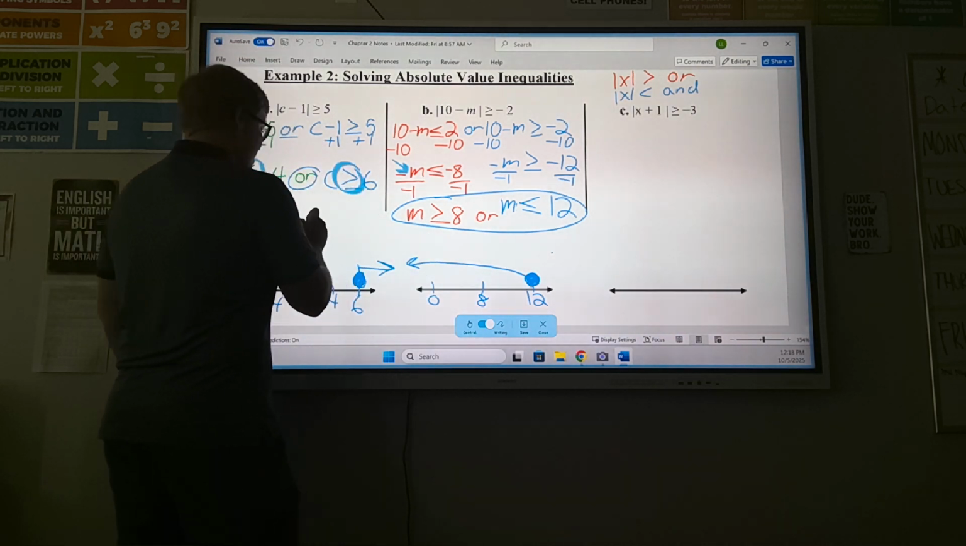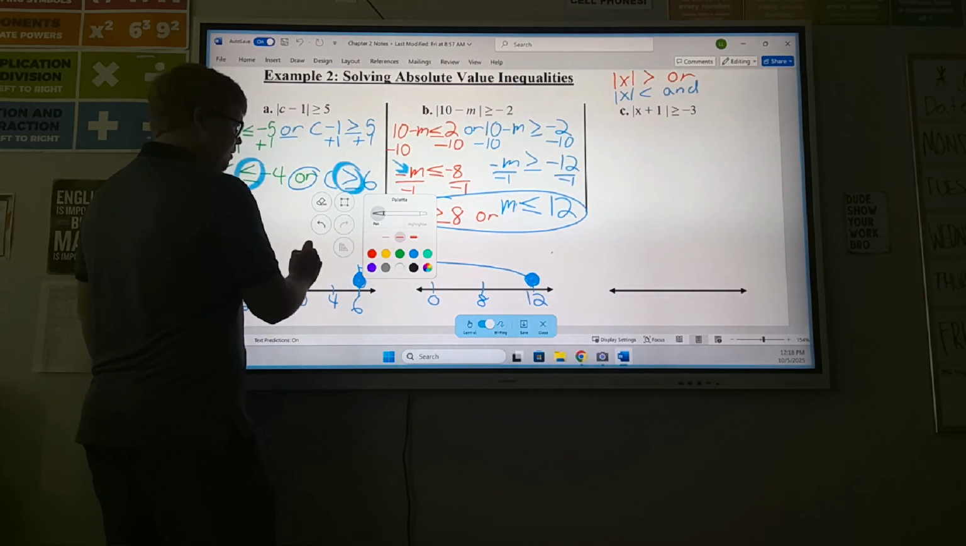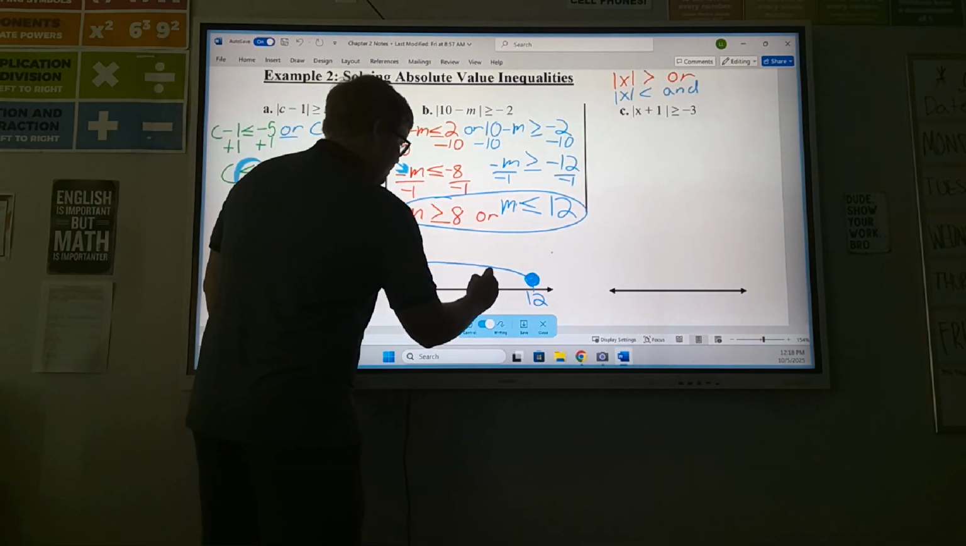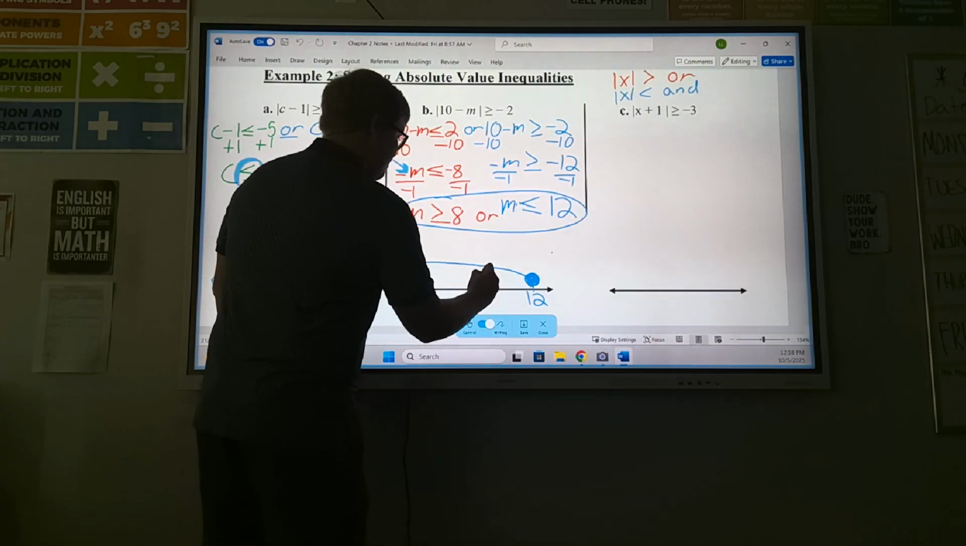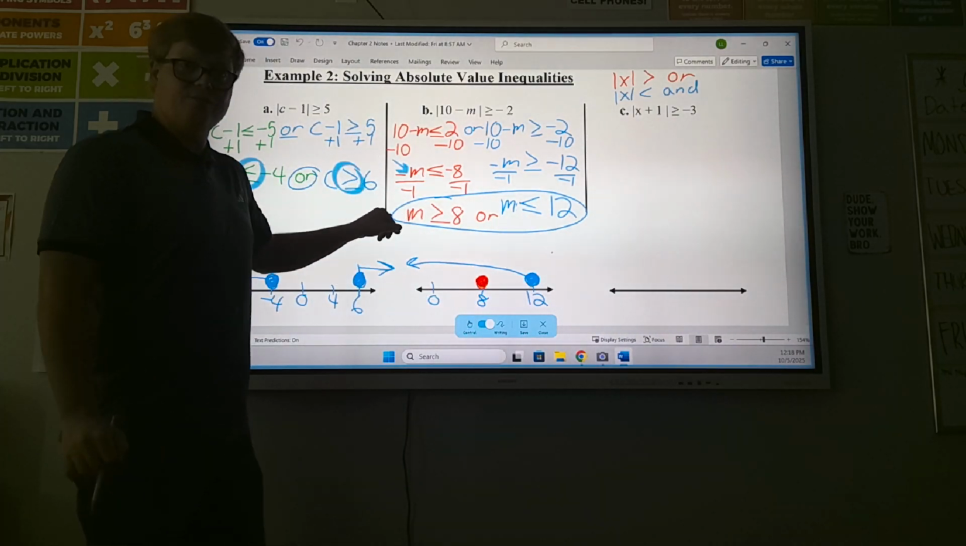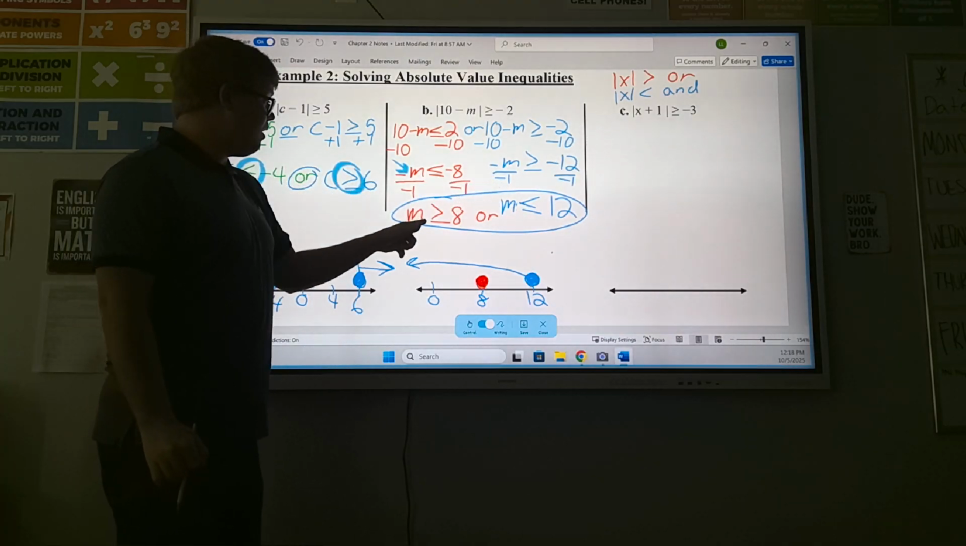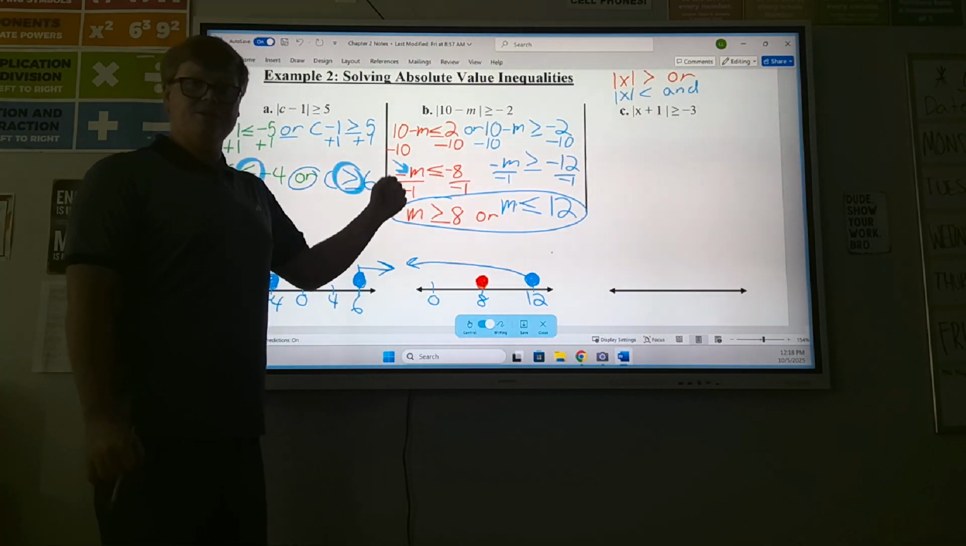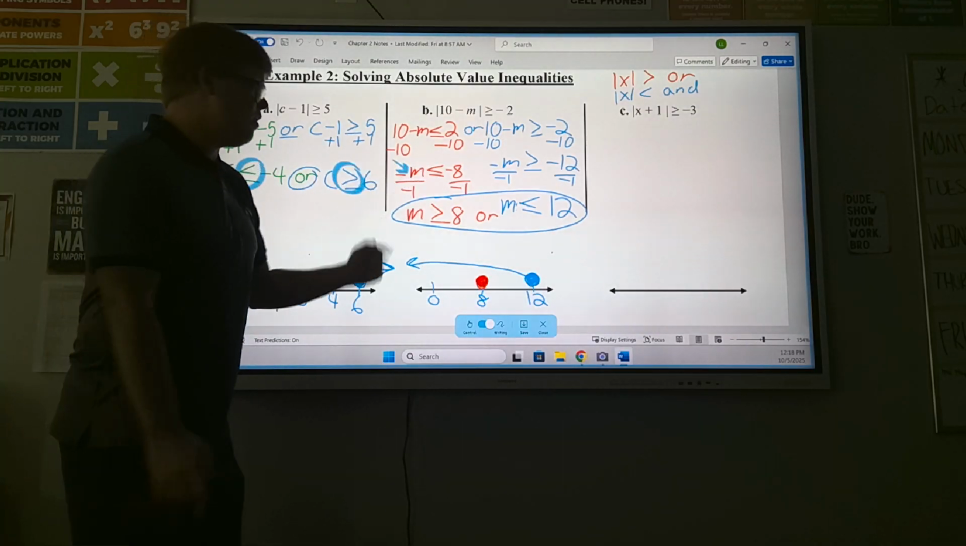So we're going to graph our 8 now. It's a closed circle on 8. Now our arrow is pointing right with our variable on the left, which means we can make it go right. Or our variable, which is m, is greater, which means it's always right.